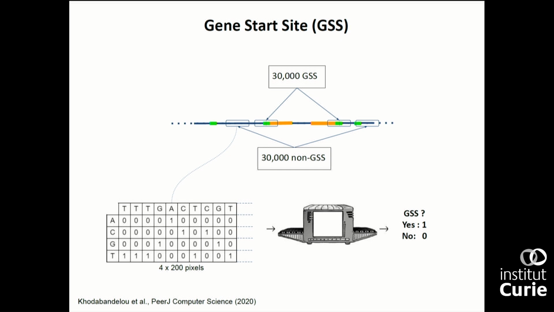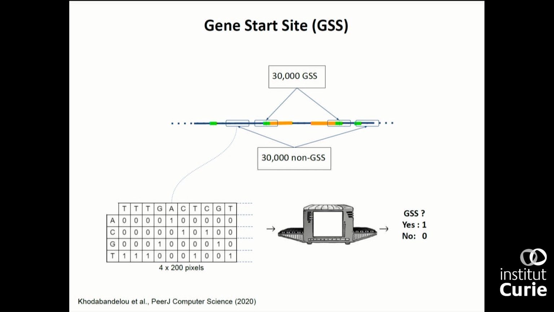So now we know that there are approximately 30,000 gene start sites. We can collect the 200 base pair sequences which correspond to these start sites. And then let's take some negative examples. I take sequences somewhere at random, the same amount of sequences, which are not gene start sites.